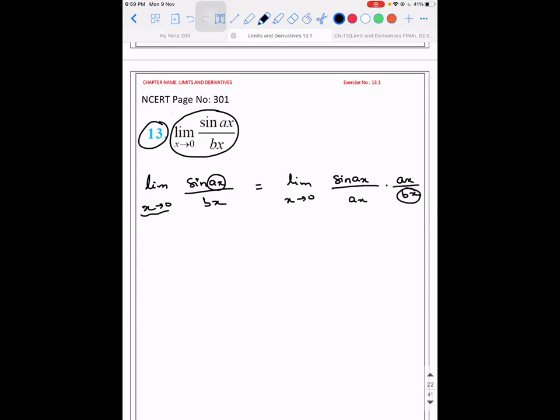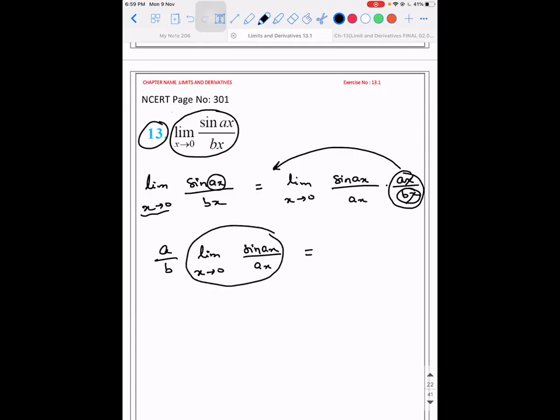You understood why this bx is there? Because it's the denominator. So this x and x will get cancelled. a by b is the constant, so it will come out of the limit. a by b into limit x tends to 0, sine ax by ax. What is the answer? This whole thing is 1.